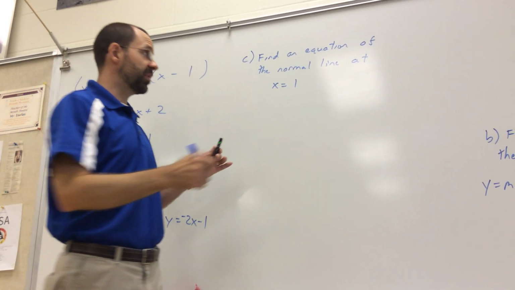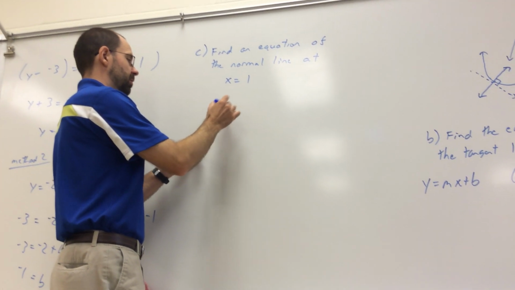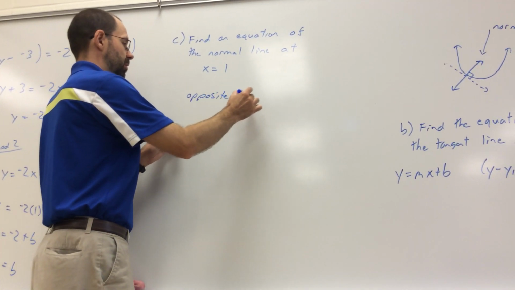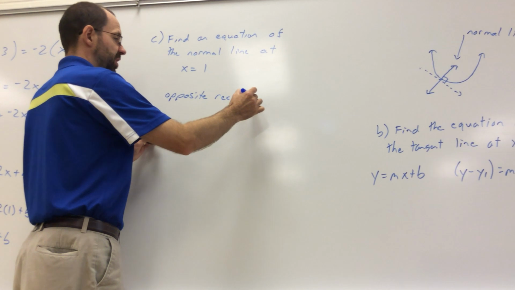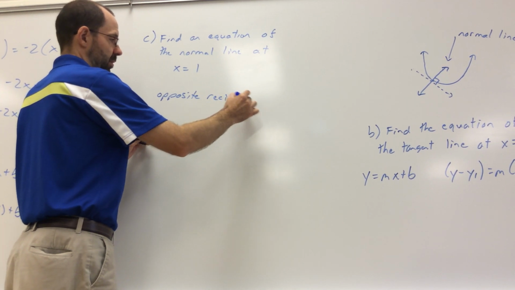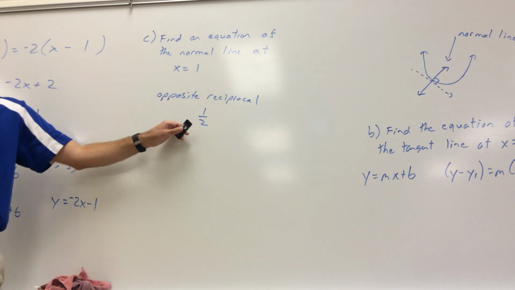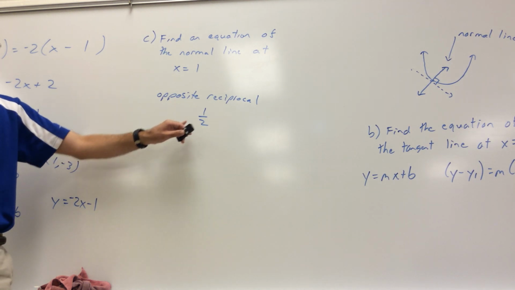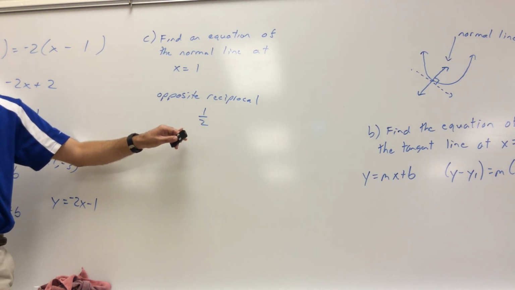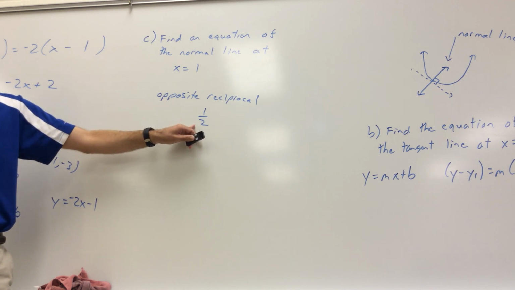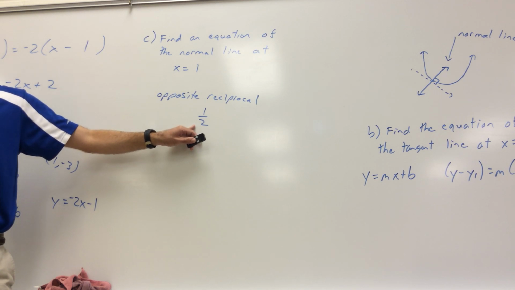So the opposite reciprocal, meaning it's flipped and negated, or opposited, is 1/2, right? So that's the slope of the normal line, because it's the opposite reciprocal of the slope of the tangent line.